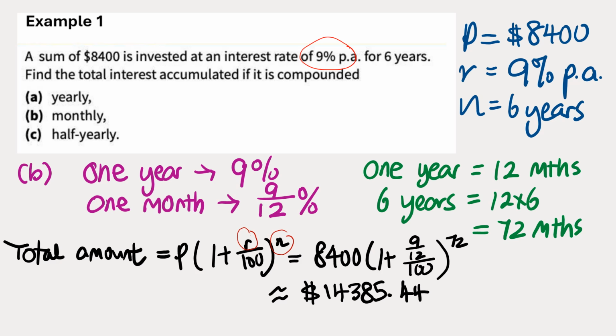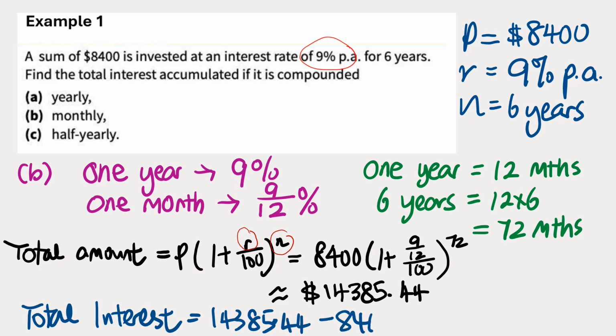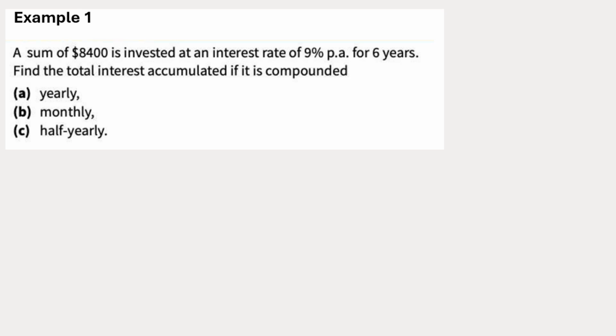Then you use a calculator to work out the values, and the total amount comes up to be 14,385.44. You need to minus away the principal sum to calculate the interest. You see that this interest is actually higher than the earlier one when it's compounded yearly. Let's look at part C now.